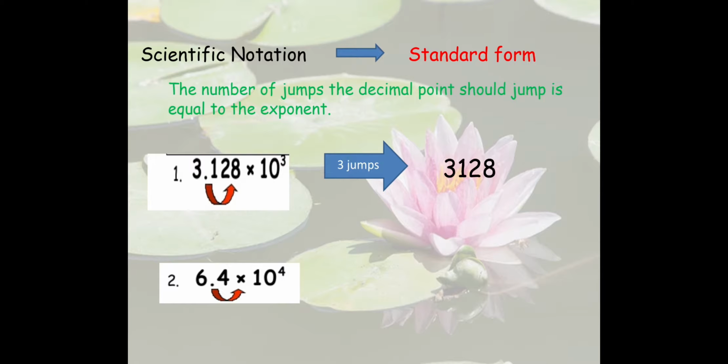Another example, I have 6.4 multiplied by 10 to the power of 4. Here again, the exponent is 4. This means it has to be 4 jumps to the right, or forward, because the exponent is positive. So we have 6.4. The decimal point is going to jump 1, 2, 3, and 4 places. And so we will get an answer of 64,000, because each time the decimal point jumps, it leaves a gap. And if we don't have a number in this gap, we fill it up with a 0.